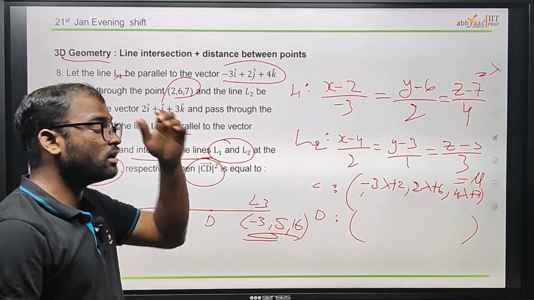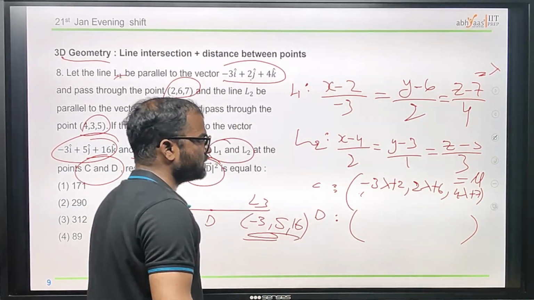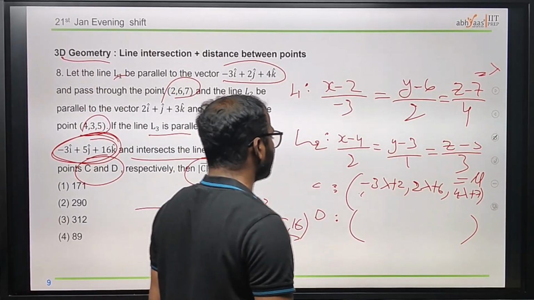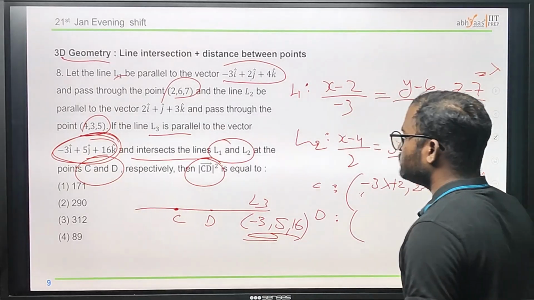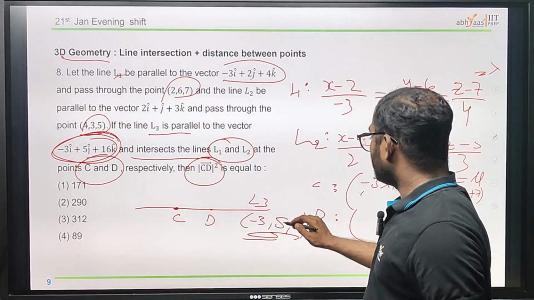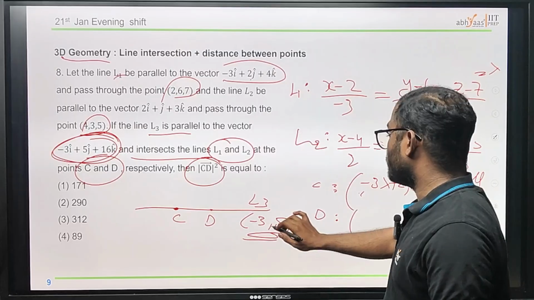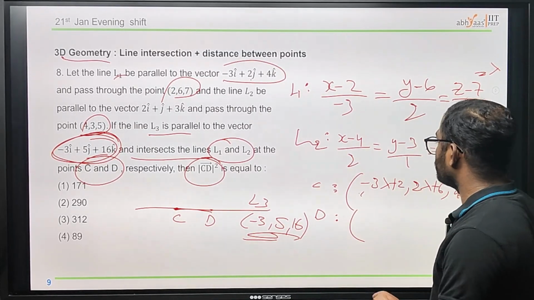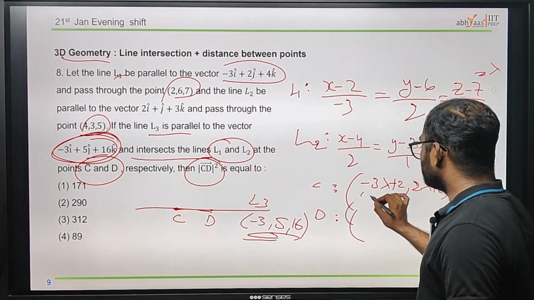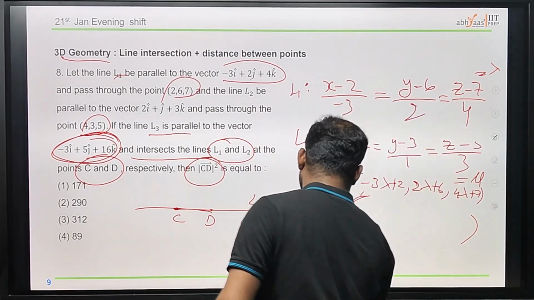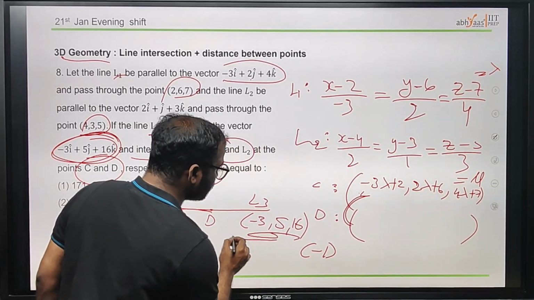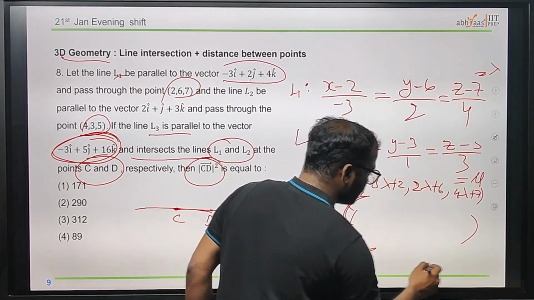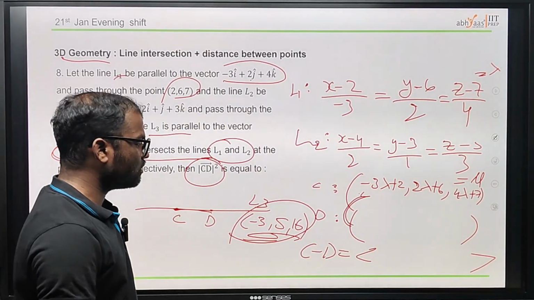After finding the points C and D using these ratios, we also use the vector they have given. By using that vector we can easily find C and D. They have already given that C and D lie on L3. Since we have C and D, we just need to join those points, so we subtract C minus D and equate that to 3, minus 3, 5, 16.